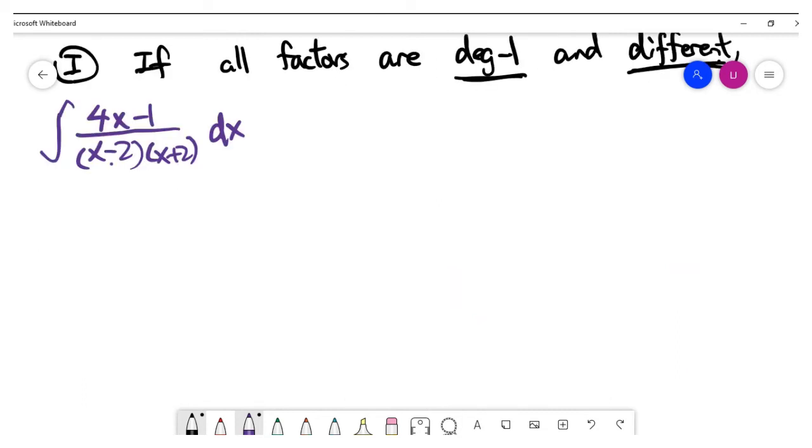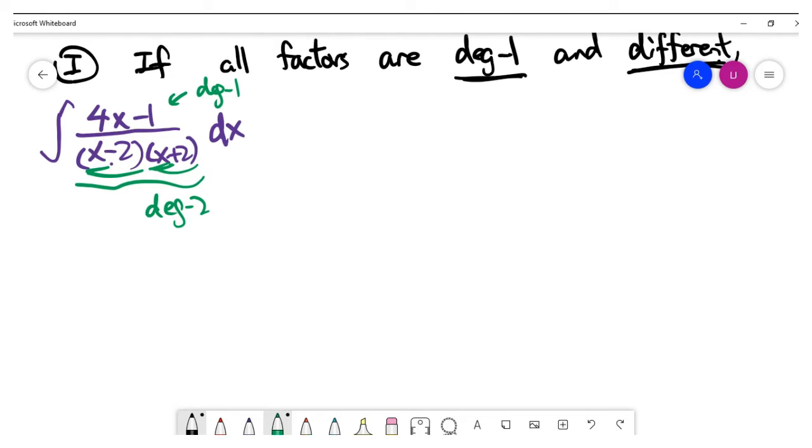So for example, let's look at this case. Now the bottom, which is the denominator, is factorized already. Both factors are different and both of them are degree 1. And on top of that, you see the numerator actually has degree 1. But the denominator actually has degree 2 because the highest power term is x times x, which is x squared. So you see, it belongs to our current case A where the denominator has higher degree than the numerator.